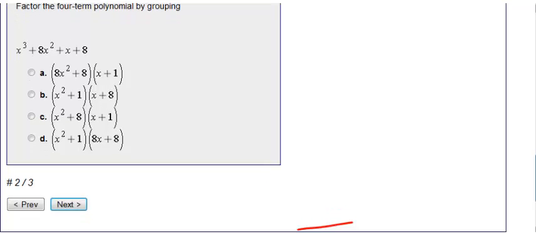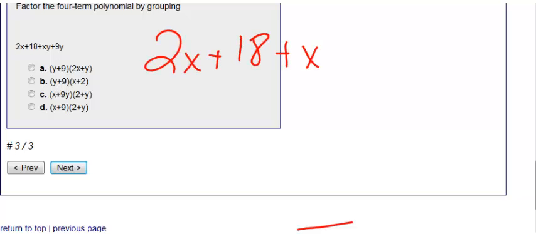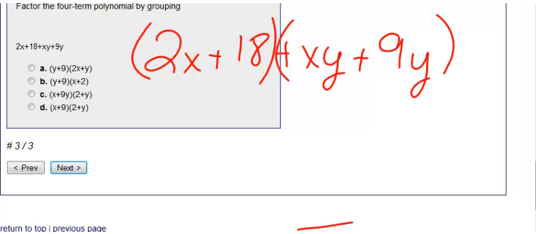All right, and lastly, number 3 here, we have 2x plus 18 plus xy plus 9y. So we group the first two, group the last two. I look in my first set of parentheses. I need to ask myself, what can I pull out? I can pull out a 2. Therefore, I'm left with x plus 9.